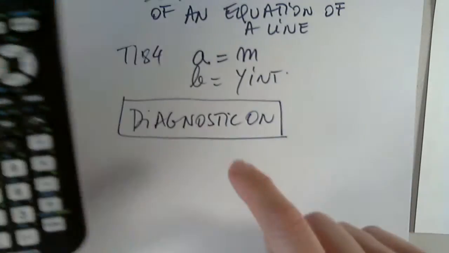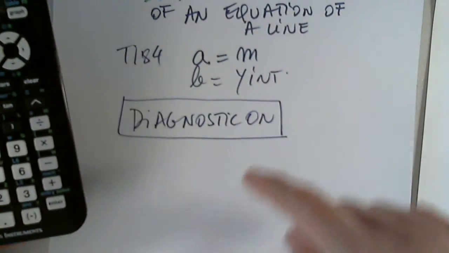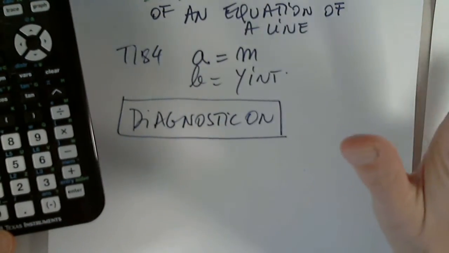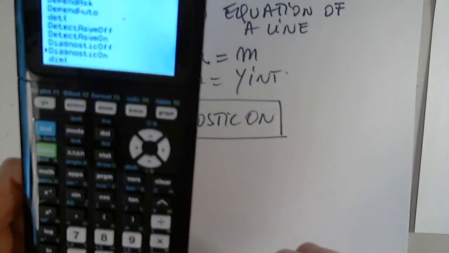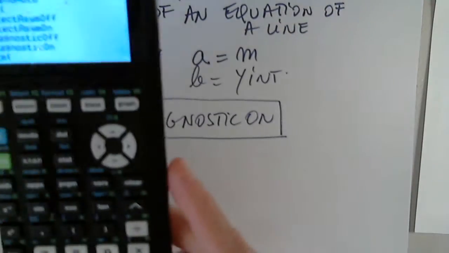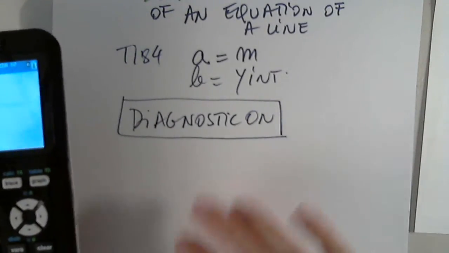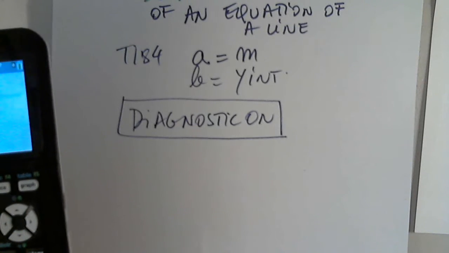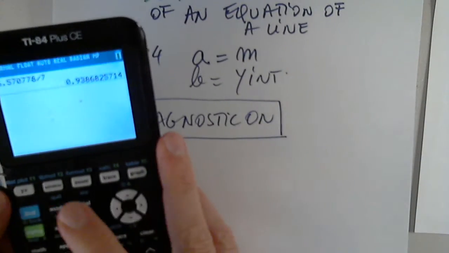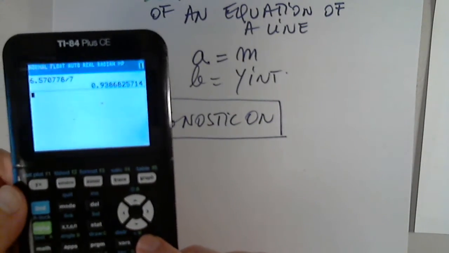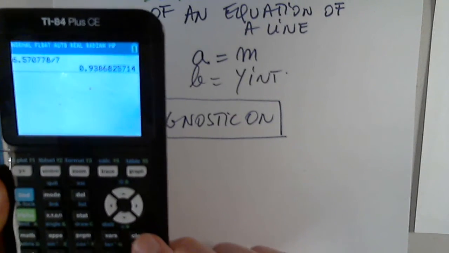So diagnostic on. If you don't do this one time, you will not see what everyone else will see. You can turn it off later if you want. Press enter, enter. And now we are ready to go back and determine the linear regression line, the equation of the line that has the best fit, the least error. Assuming you've done that, is everyone okay? Yes? Okay, very good.